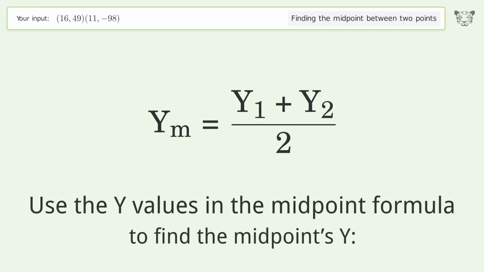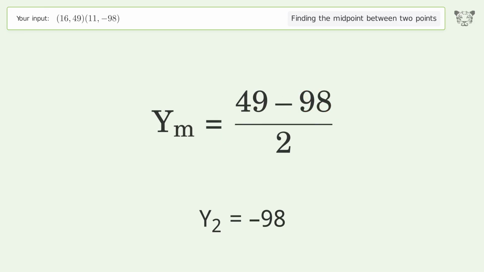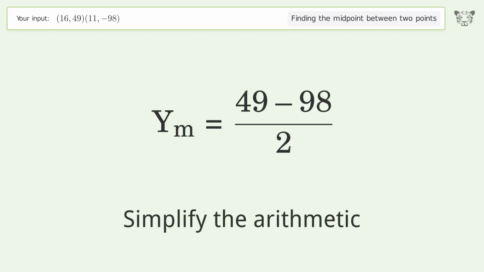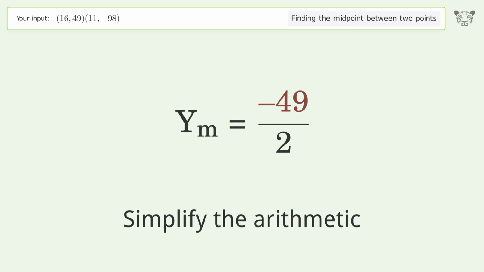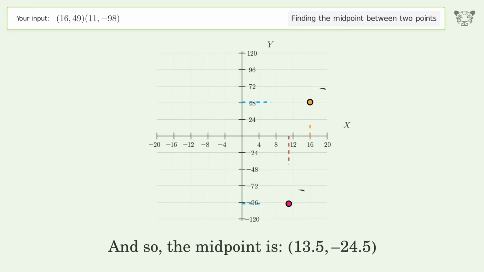Use the y values in the midpoint formula to find the midpoints y. y1 equals 49. y2 equals negative 98. Simplify the arithmetic. And so, the midpoint is 13.5, negative 24.5.